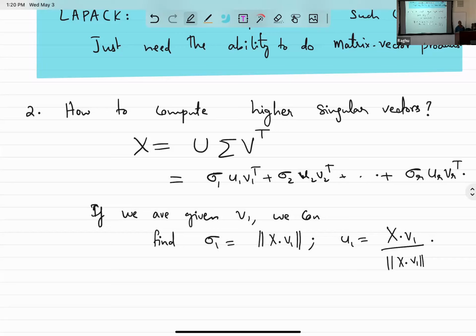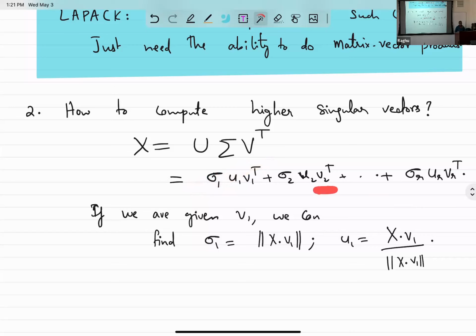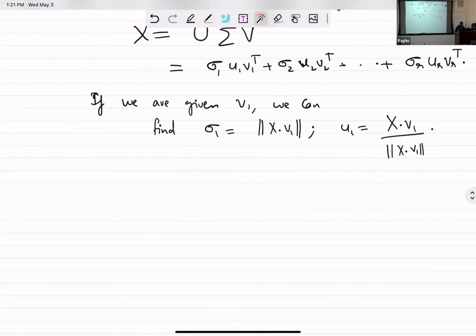Yeah? You can just subtract, right? If this is your representation, if I remove this, what's the first singular vector of the remaining matrix? It's going to be V2, right? These are all in decreasing order. If I knock this out, what's remaining? What's the top? That's going to be V2.